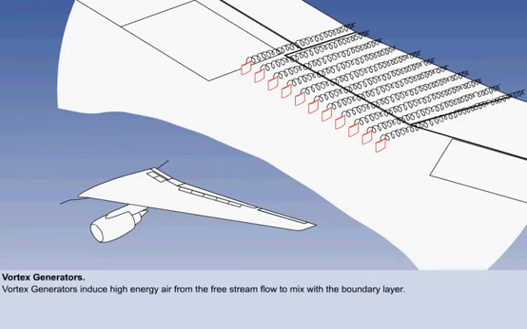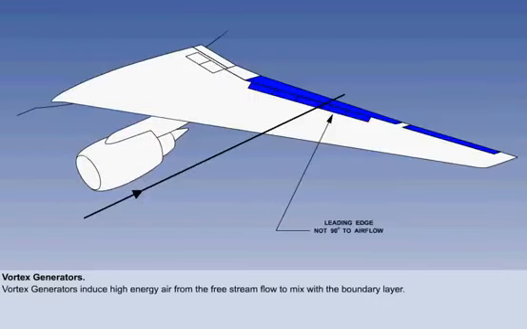A written exam question may use the wording, vortex generators induce high-energy air from the free stream flow to mix with the boundary layer. A further disadvantage of a swept wing is the reduced effectiveness of trailing edge control surfaces and high lift devices because their hinge line is swept.